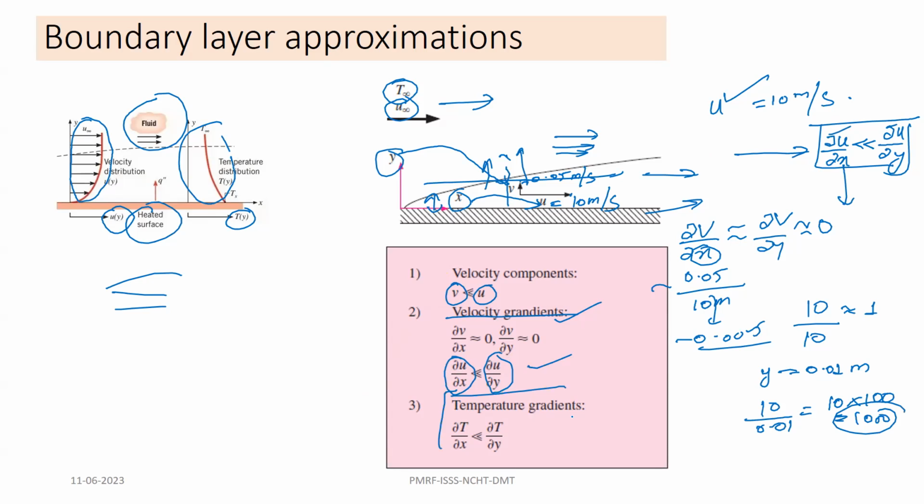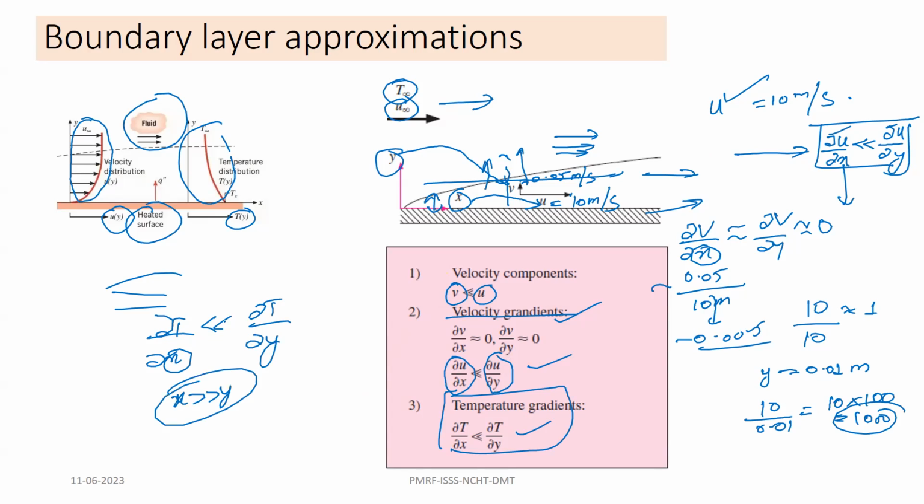Similarly, for temperature gradients, we assume ∂T/∂X is very much less than ∂T/∂Y, under the assumption that X is very large, greater than Y. So a steady gradient is developed in this direction. That assumption also we can consider.